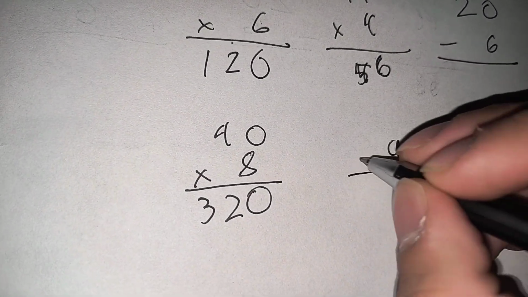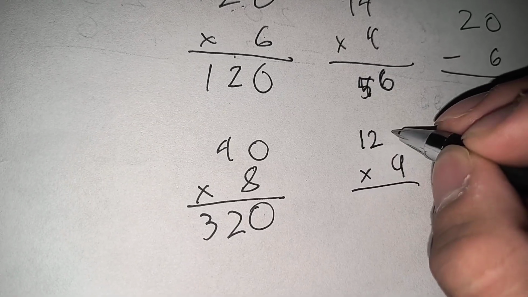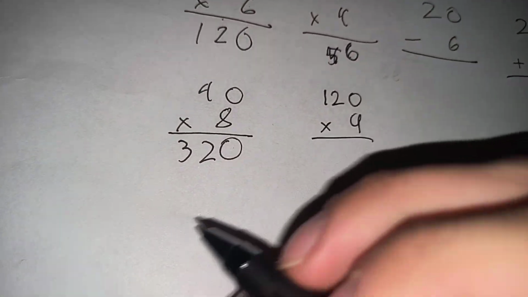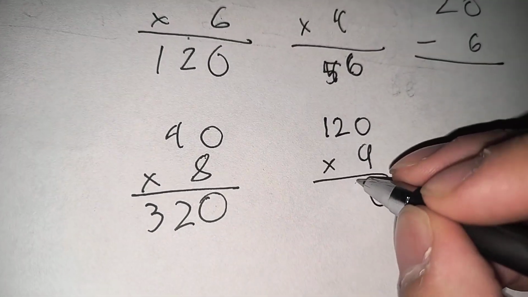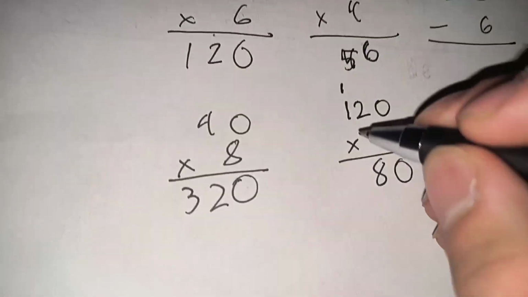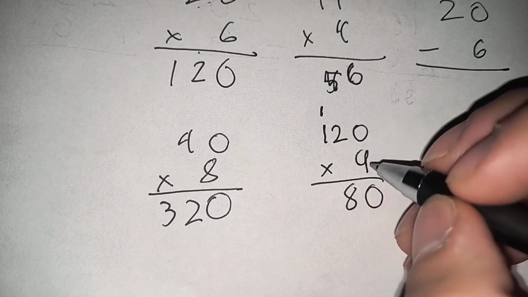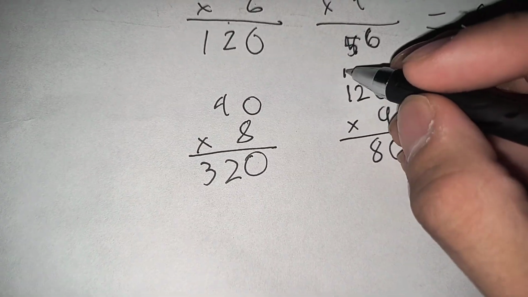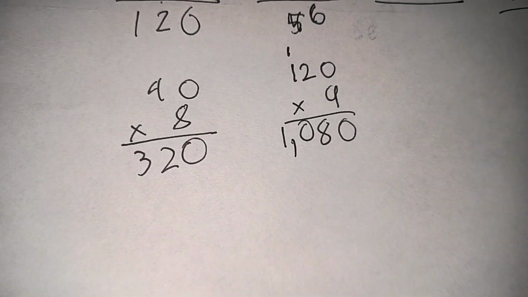Okay, well, what about 9 times 120? So 9 times 0 is 0, and 9 times 2 is 18. Put the 8 right here. Put the 1 in 18, this 1 goes over here. Multiply 9 by 1. That's 9. But then you add this 1 up here, and you get 10. And that's 1,080.